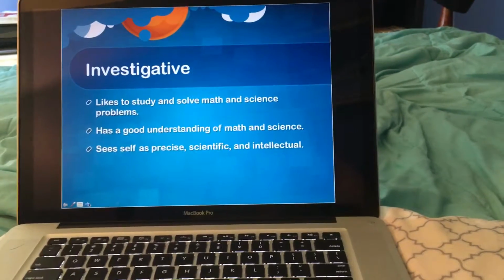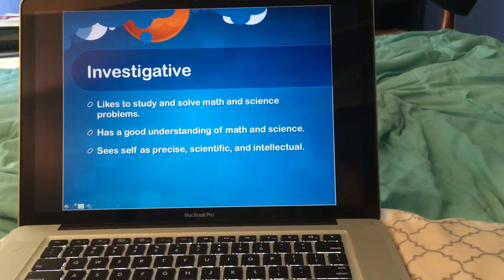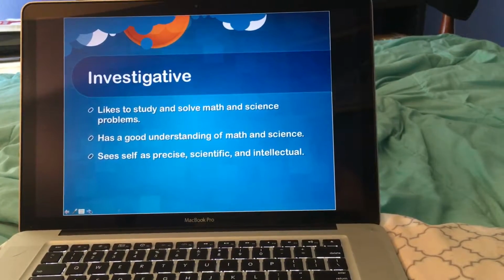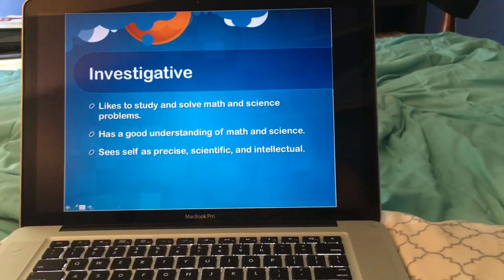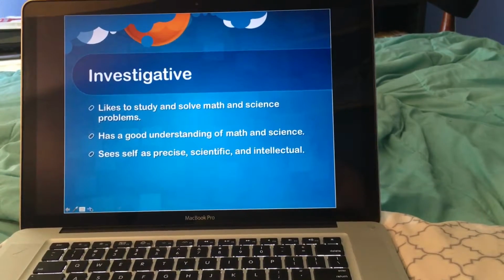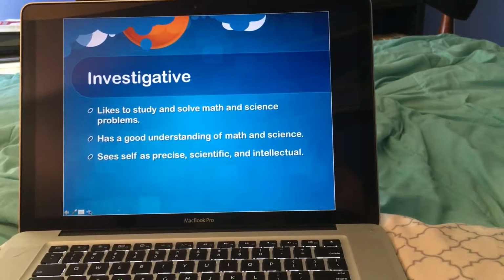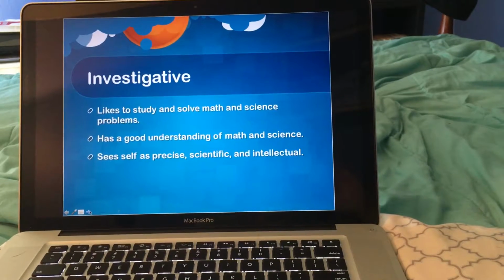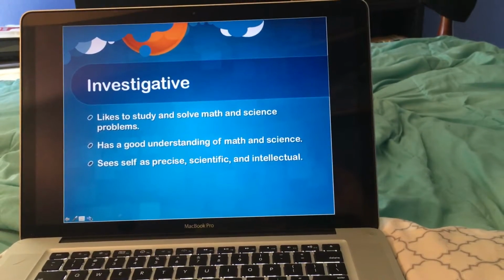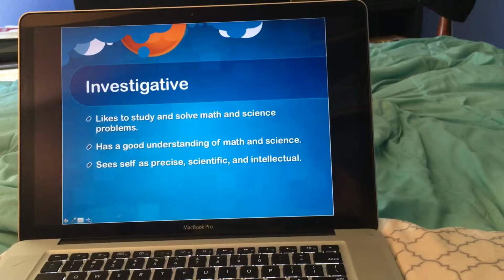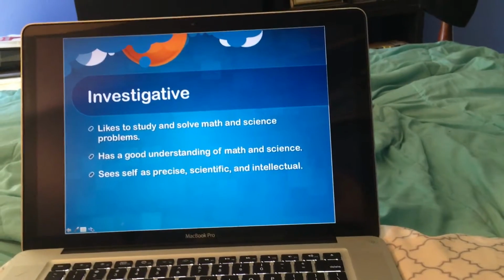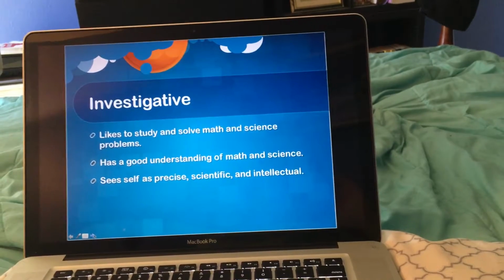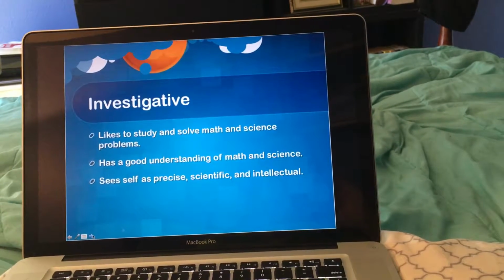Next we have investigative, and they like to study and solve math and science problems. They have a good understanding of those things, and they see themselves as intellectual and scientific and precise. People who are intellectual or introspective. They're curious and methodical, analytical. They prefer tasks that are scholarly, scientific, technical, or medical. They involve thought and observation, exploration, and discovery. They like to solve problems and perform experiments and conduct research.